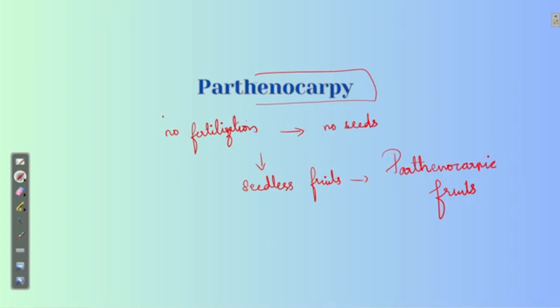Parthenocarpy can occur naturally, and these days parthenocarpy is induced as well, so that we get seedless fruit: seedless apples, seedless grapes, seedless oranges we get as a result of this parthenocarpy. And this can be induced with the help of hormones to make the fruit seedless, which we all love to eat. But we know seed formation is very, very important, and it is advantageous for the angiosperms, right? Without seeds, no propagation may happen.